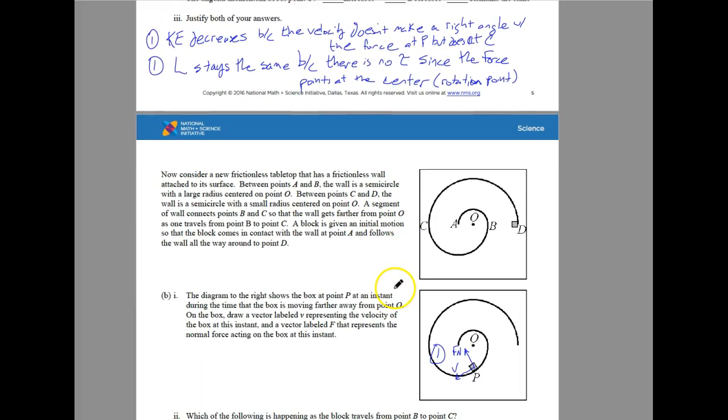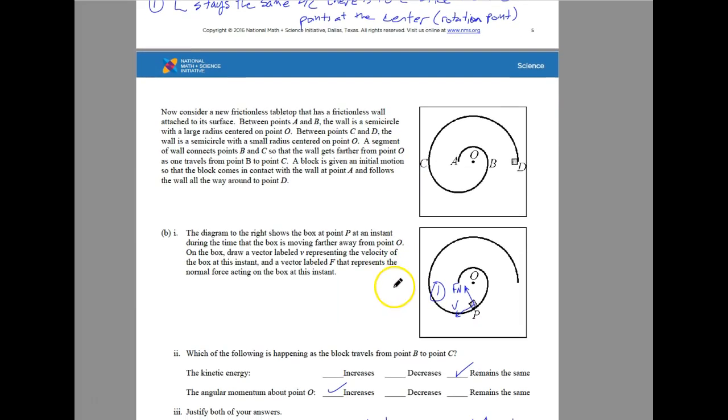Now you have a frictionless tabletop that has a frictionless wall attached to its surface. So this would be a wall that's extending out towards you. It'd be kind of like if you took a Hot Wheels track and set it up on edge, and then you put a car and you made the car go around. So that's essentially what they've done: they've put something in here, and it's just a block, and they push the block and it starts to move around this curve.